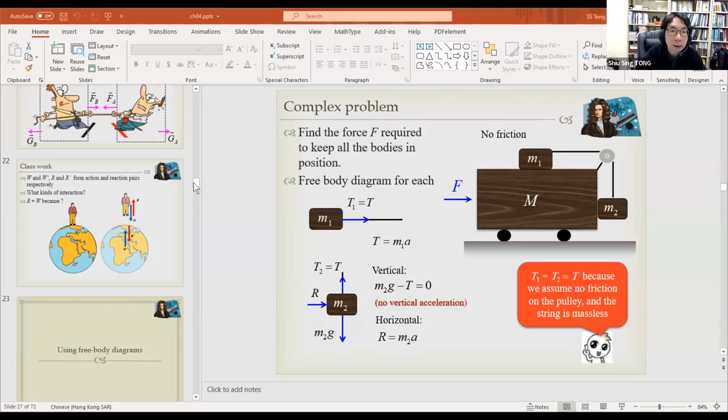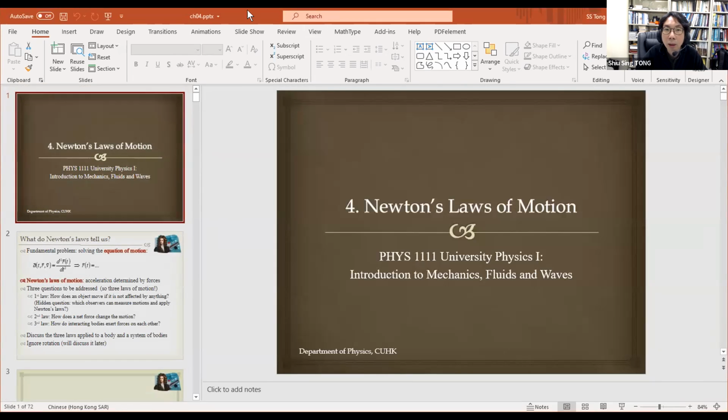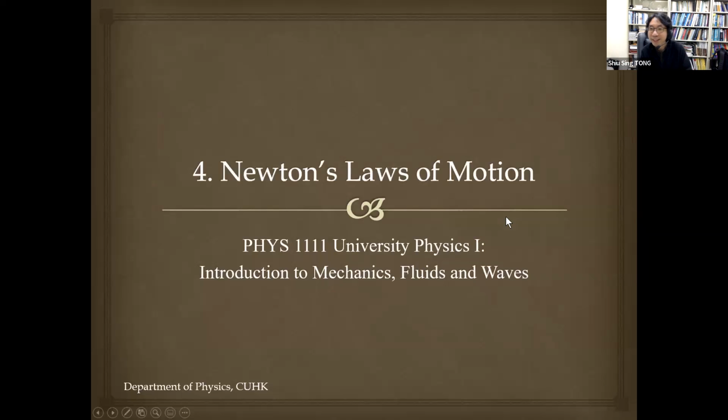So let's stop here for this chapter. And now we go for a new chapter on, sorry, I go back on Newton's law of motion. Now we come to Newton's law.